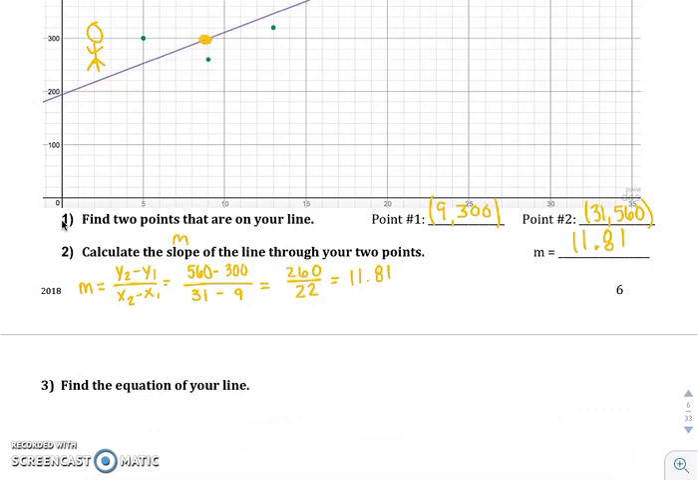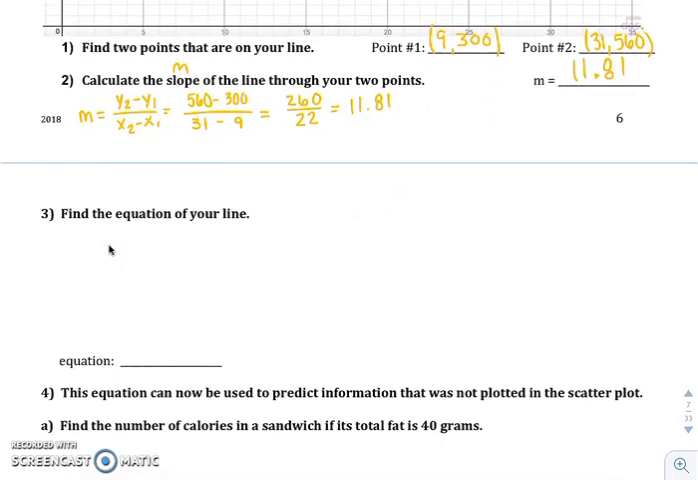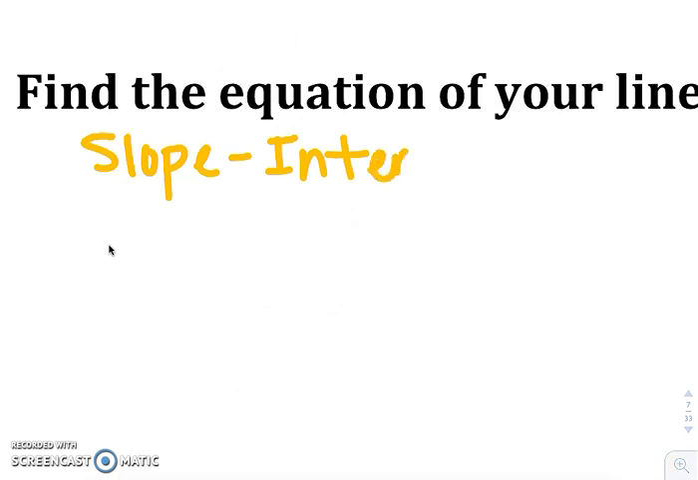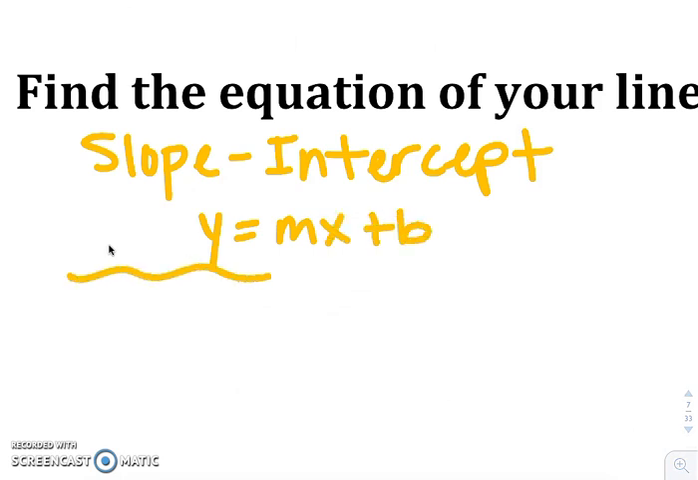So find the equation of your line. You could do it using slope-intercept form. You could use point-slope form. I'm going to do both ways, and you can figure out which way you like the best here. So the first one, we'll do slope-intercept first. So that's your y equals mx plus b.